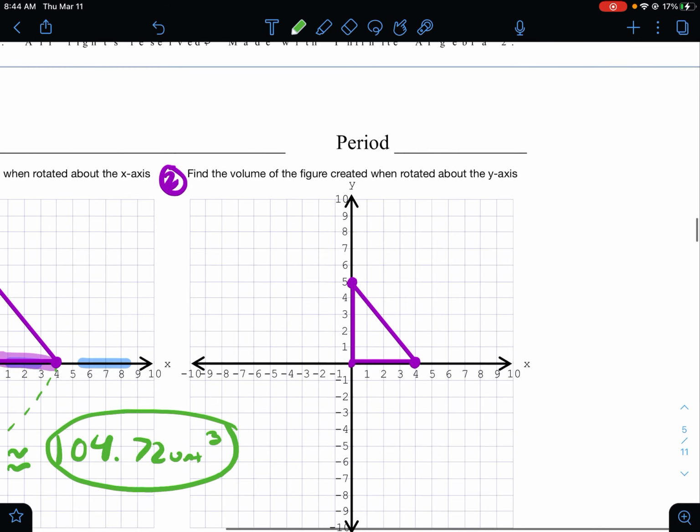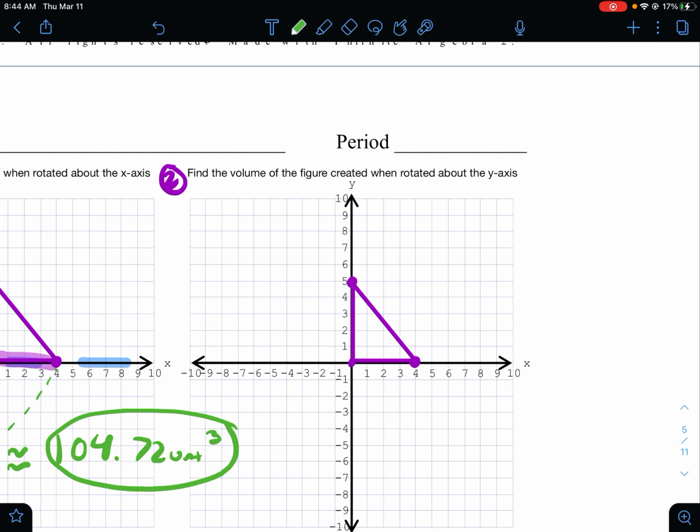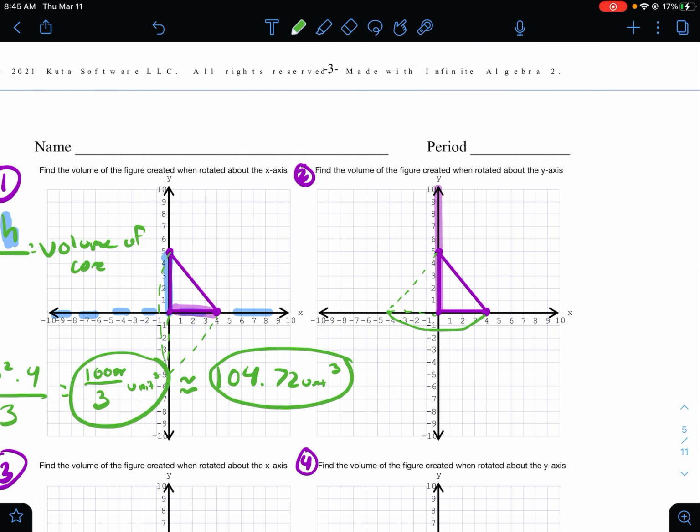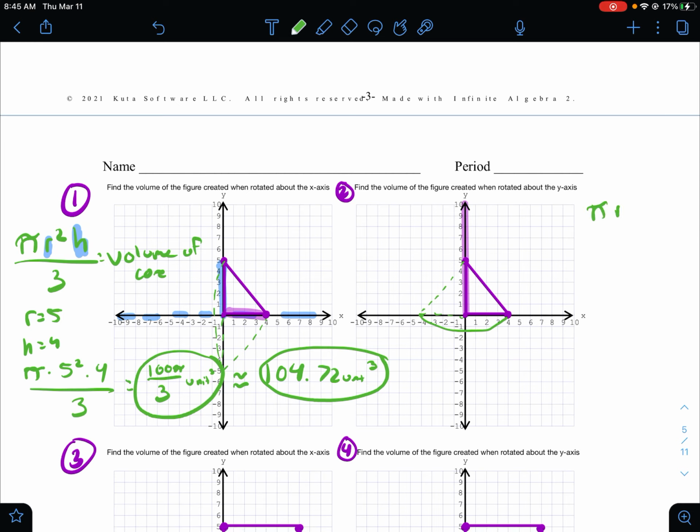Now let's try another one. They want us to find the volume of the figure created when this is rotated about the y-axis. So this is the y-axis here. If we were to rotate this triangle about the y-axis, we're going to end up with a cone again. You can imagine, this gets rotated and we're going to get a cone in this direction. Again, to find the volume of a cone, we have to do pi radius squared times the height divided by 3. Now, one thing I want you to notice is 1 and 2 were the exact same triangle, but they were rotated about different axes.